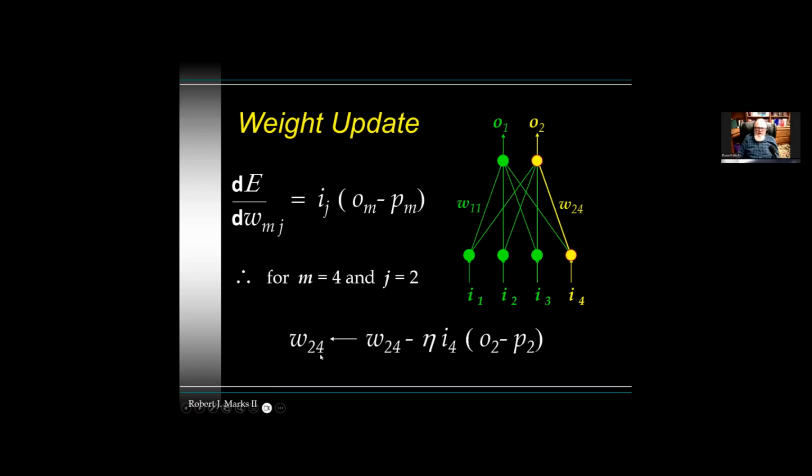So W24 here, that's an example. All of them are this way, but I'm just choosing W24 as an example. W24 is replaced by W24 minus the step size times I4 times O2 minus P2. What is this? This is the direction downhill, right? So therefore, we are fiddling with the weights to make sure that the error goes downhill just according to this single weight. And we can do this with all of the weights and go downhill and hopefully reduce our error between what we got and what we want.